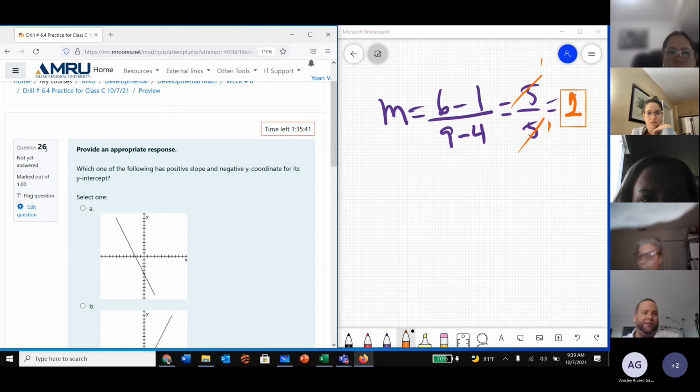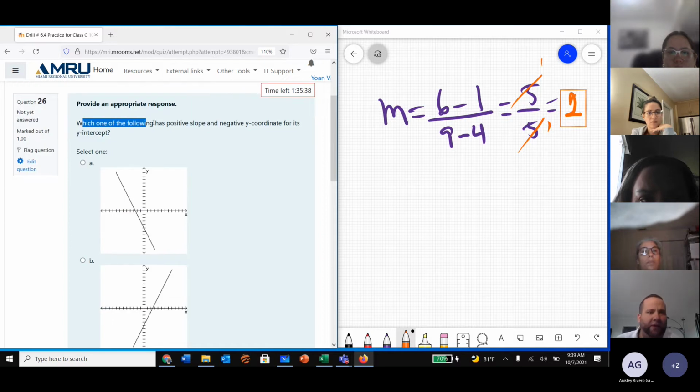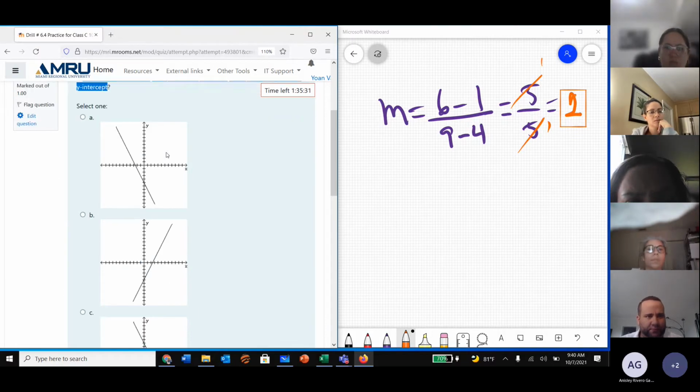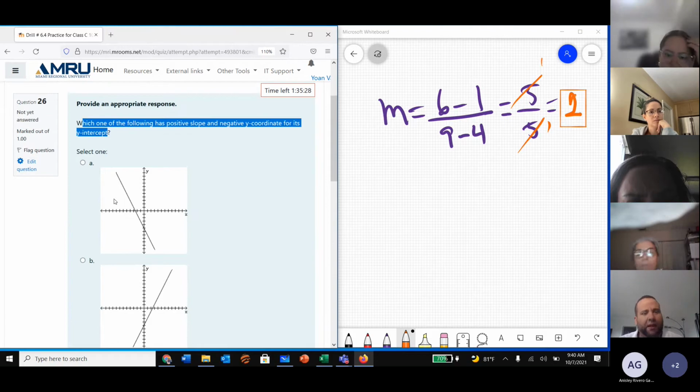Okay, this question 26 says, which of the following have a positive slope and negative y coordinate for each y intersection? Let me go with the first one. How is the slope? It's negative. The slope is negative. And the y intersection? It's negative too.